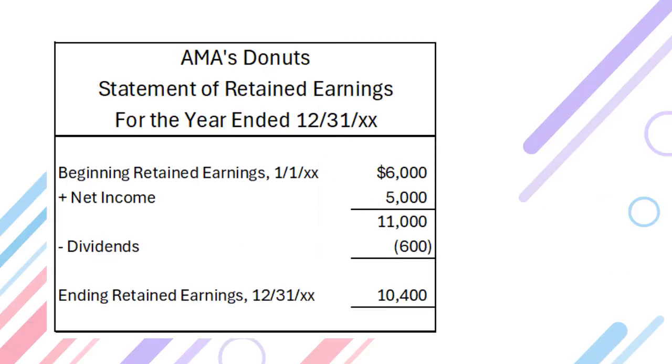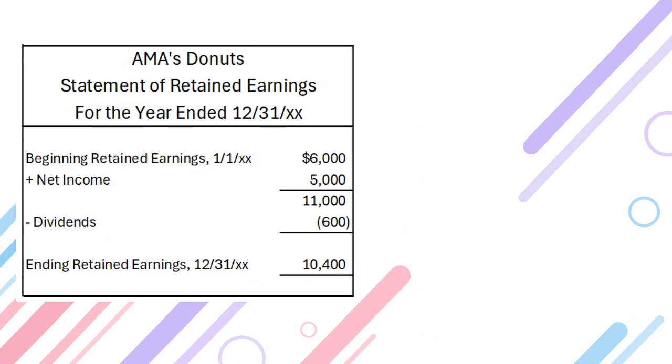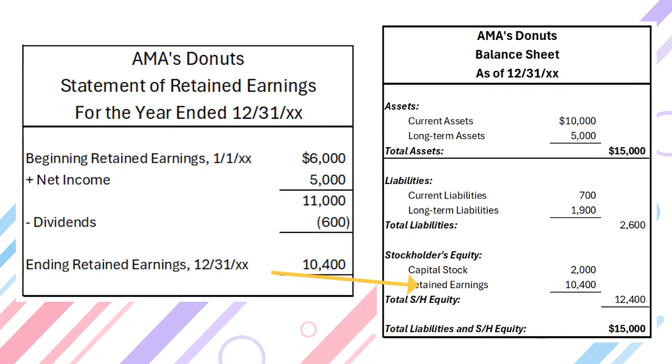That T account is the exact same format of the statement of retained earnings, with all the same information, but in financial statement form. Our new year-end retained earnings balance is used in the stockholders' equity section of the balance sheet. The balance sheet will not balance without that updated retained earnings number.